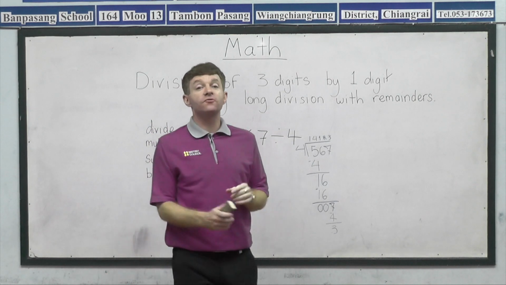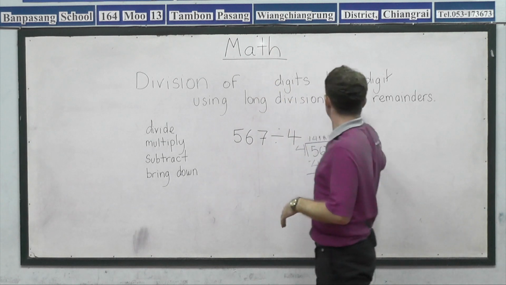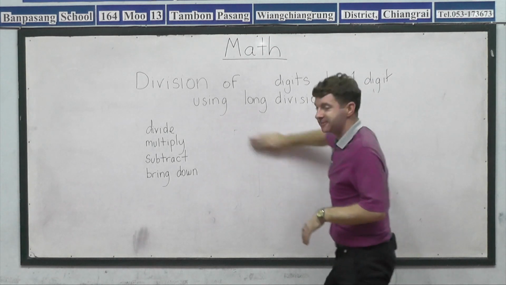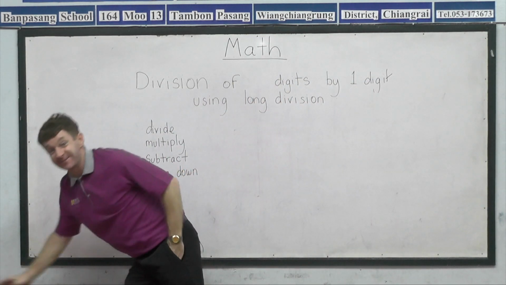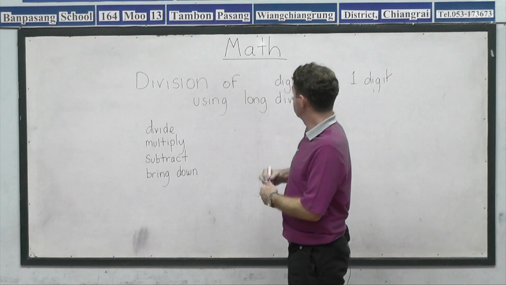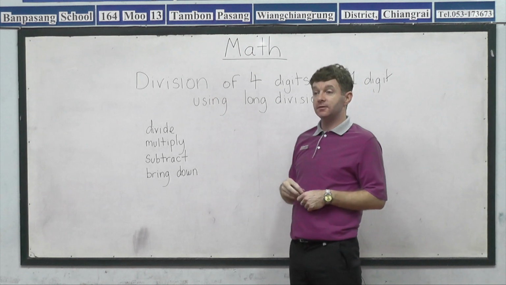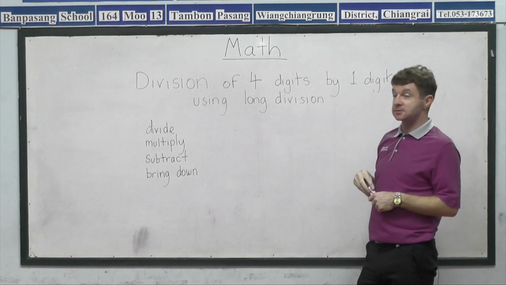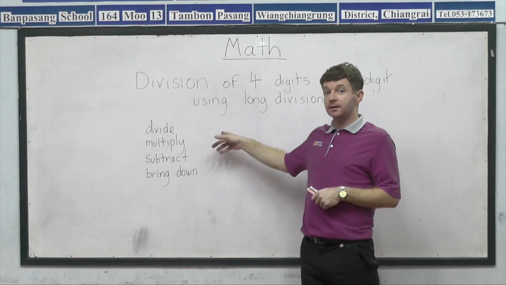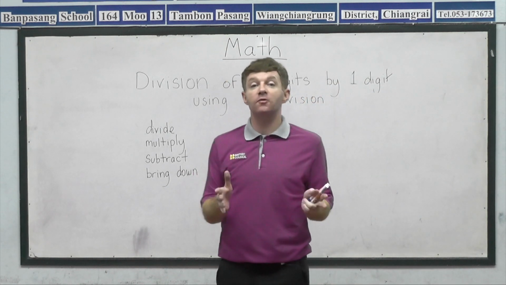And now, what we're going to do, we're going to move on a stage further. We're not going to be dividing 3 digits, and today we're not going to be using remainders. Can anybody guess what we're going to do? 4 digits by 1 digit. So let's write that in black. Today we are going to look at division of 4 digits by 1 digit using long division.